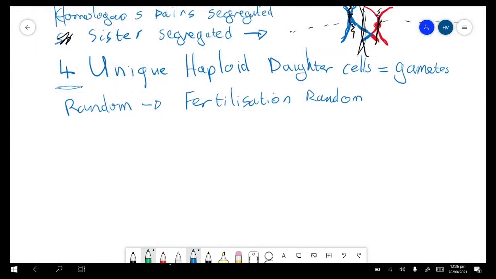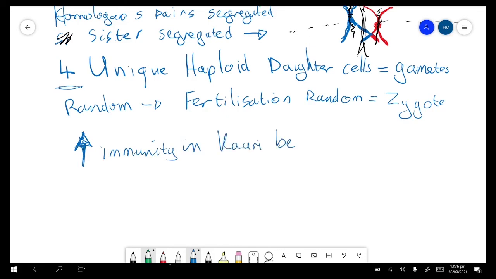Now because we have these unique haploid cells and gametes, and potentially different alleles formed due to mutations, and they are then passed on and forming new gametes and new zygotes, we might have zygotes that have an increased immunity in Cowdy because of the random fertilization and the variation occurring in haploid daughter cell productions. Okay, so I hope that makes sense. Let's go and read the model answer.